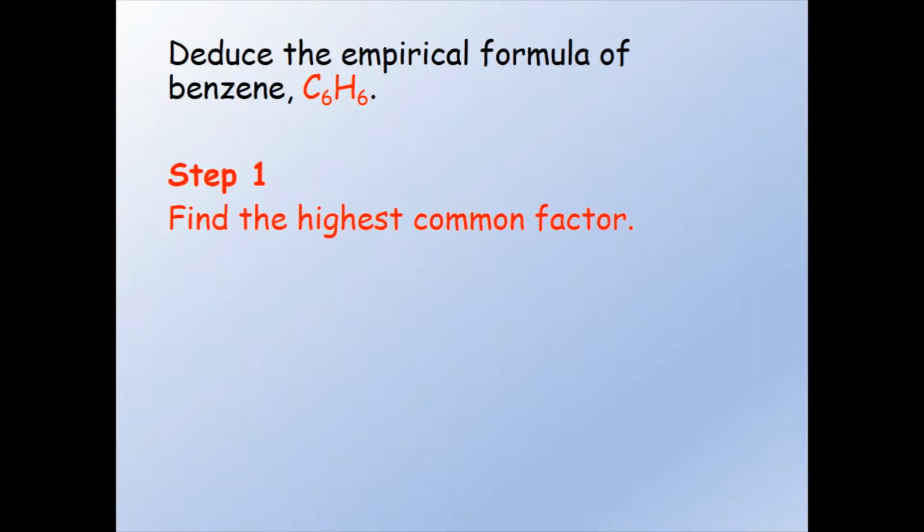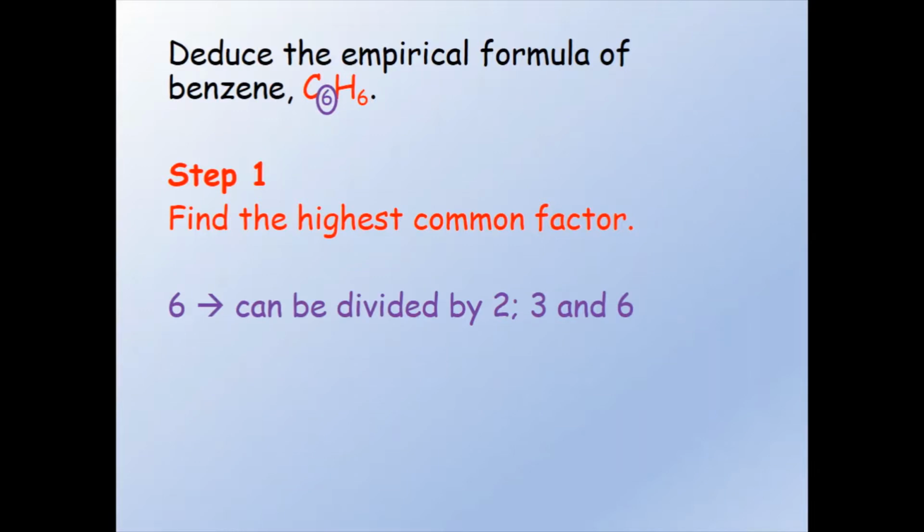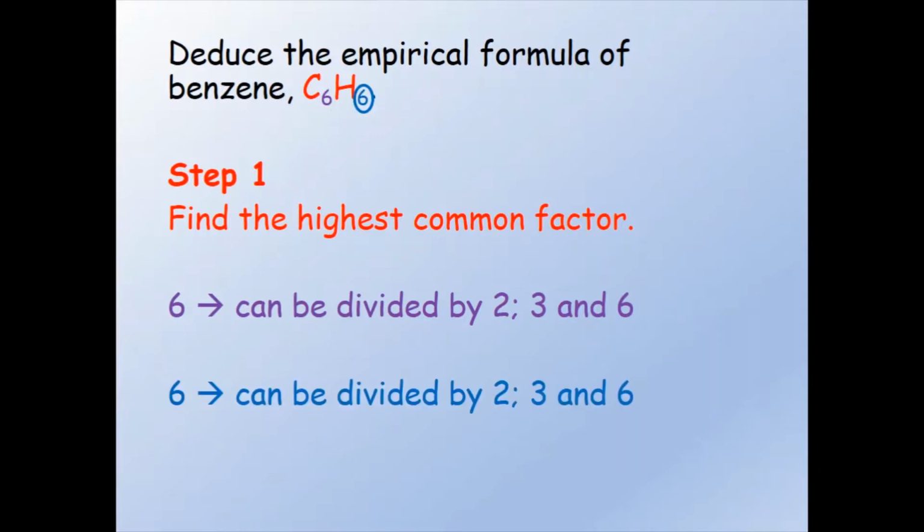Step 1, find the highest common factor. We have a 6, and 6 can be divided by 2, 3, and 6. And then another 6, which can also be divided by 2, 3, and 6. Because we are looking for the highest factor, the highest number that both of them can be divided by, this would be 6. This is our highest common factor.